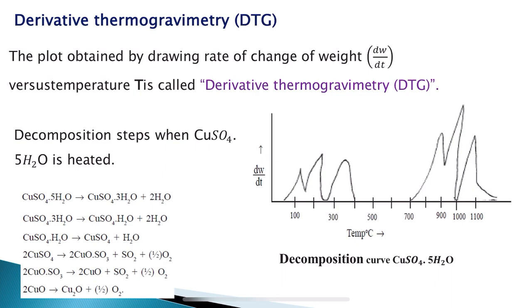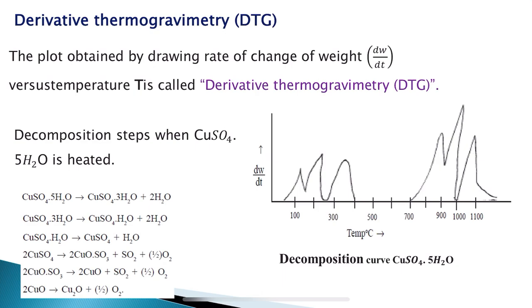Now, we will see a representation of a thermogram. This figure is a thermogram obtained from the decomposition curve of copper sulphate pentahydrate, 5H2O meaning pentahydrate. So, this is a derivative thermogram of copper sulphate pentahydrate.